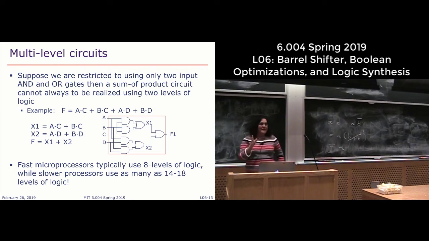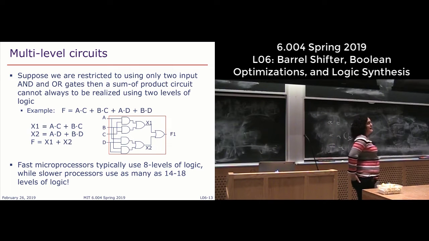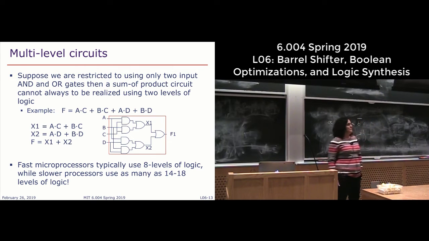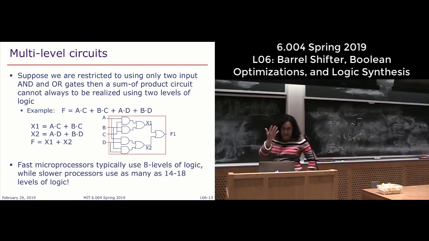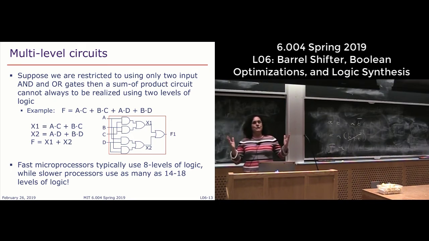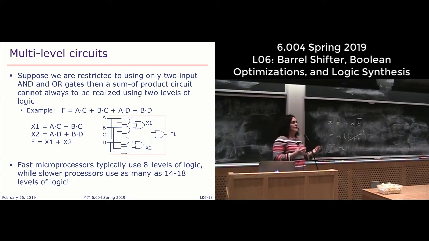So it's okay though. It turns out that in our processors we have many, many levels of logic that are being used. In fact, typically we use about 8 levels in our fast microprocessors, and we have as many as 18 in our slow ones. Okay, and so you're going to see these large circuits where, in order to do different kinds of optimizations, or in order to map to the types of gates that are available to us, our logic implementation is going to be more complicated than just a bunch of ANDs followed by an OR gate.